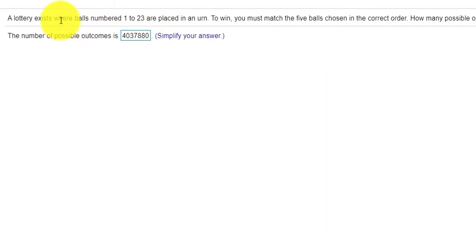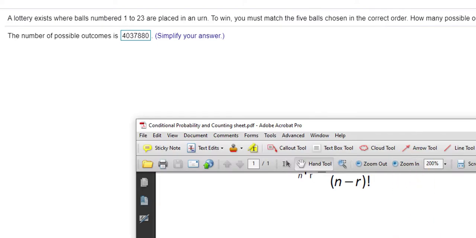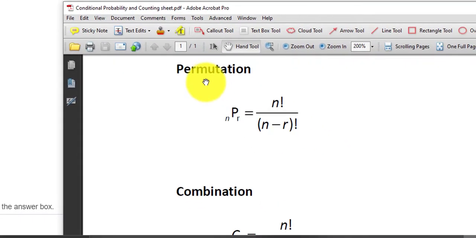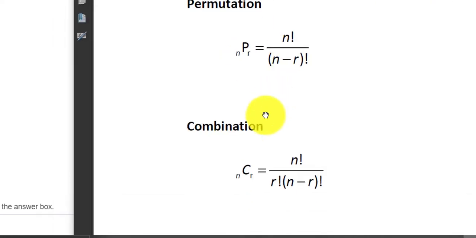14. All right, now you have a lottery where the balls are 1 to 23, but to win you must match 5 balls in the correct order. This order means something. So instead of the combination, we're going to use the permutation formula. We use this one with P when order does matter. We use this one, the combination, when order does not matter.